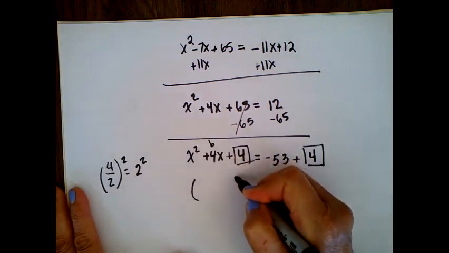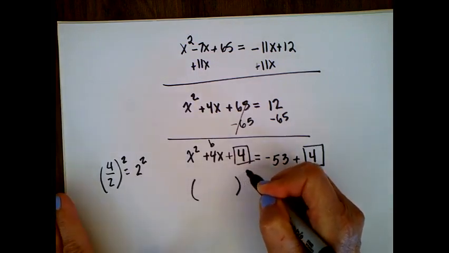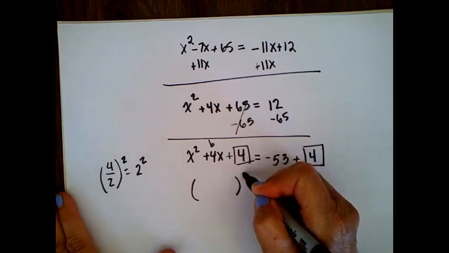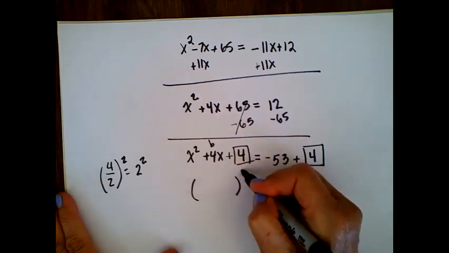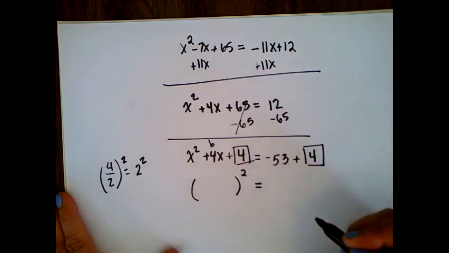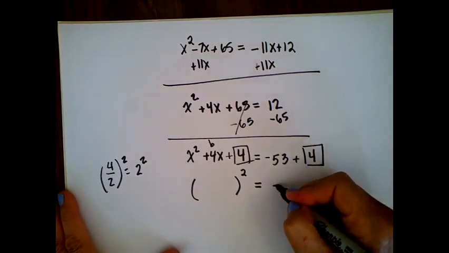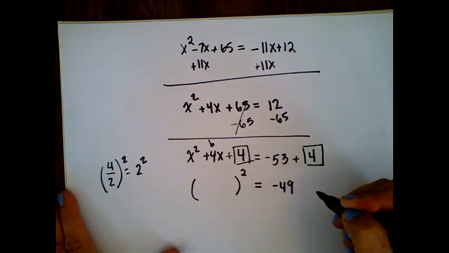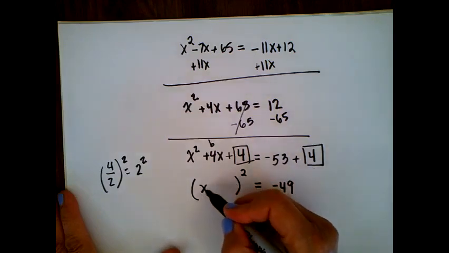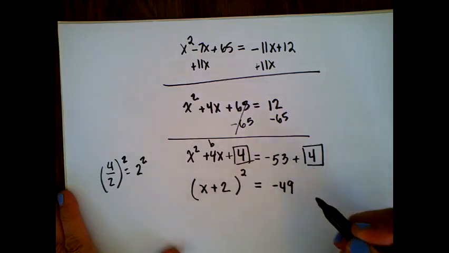The left-hand side is now complete. So we get ready to put our parentheses and the square, and do the arithmetic on this side. We have a negative 49 and an x plus 2 quantity squared.